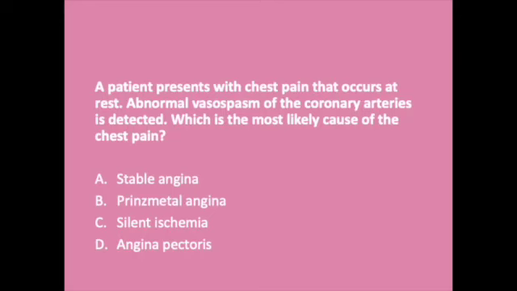This question wants you to know what type of angina is being experienced with abnormal vasospasm of the coronary arteries. And we know from our previous slides that this is describing Prinzmetal angina. This type of chest pain is attributable to transient ischemia of the myocardium that occurs unpredictably and almost exclusively at rest.